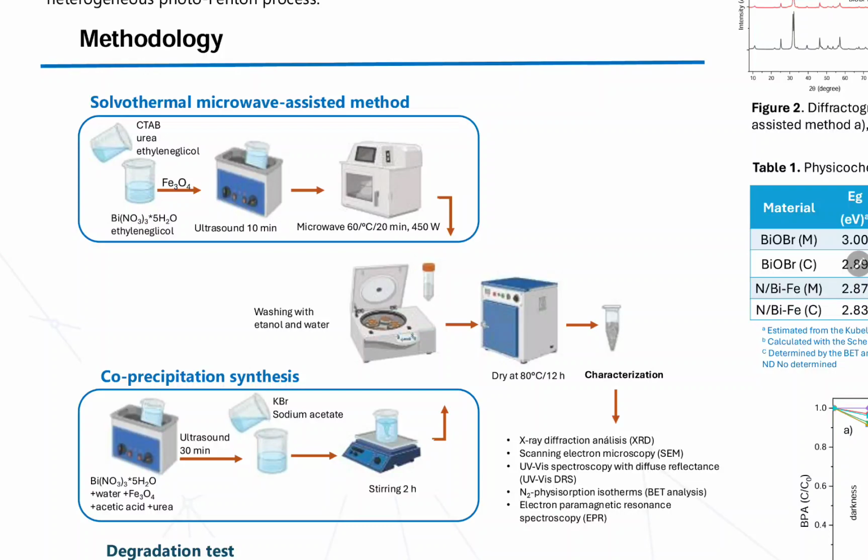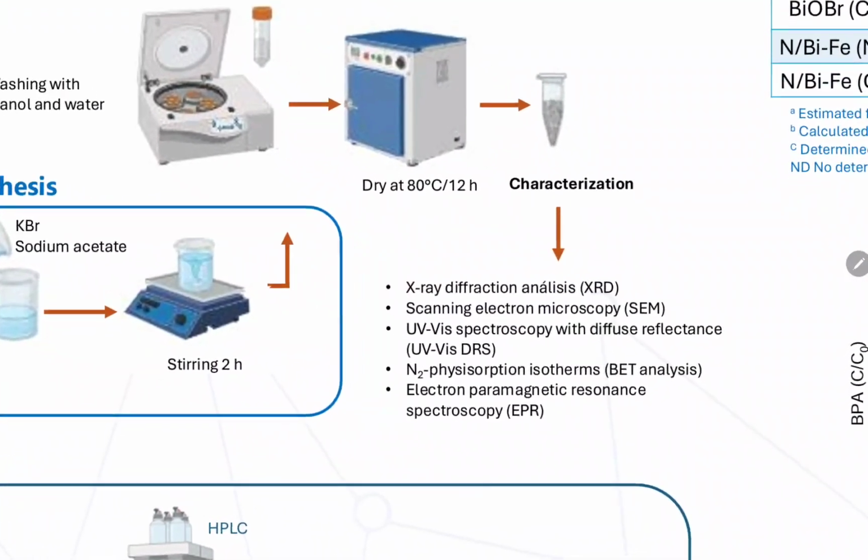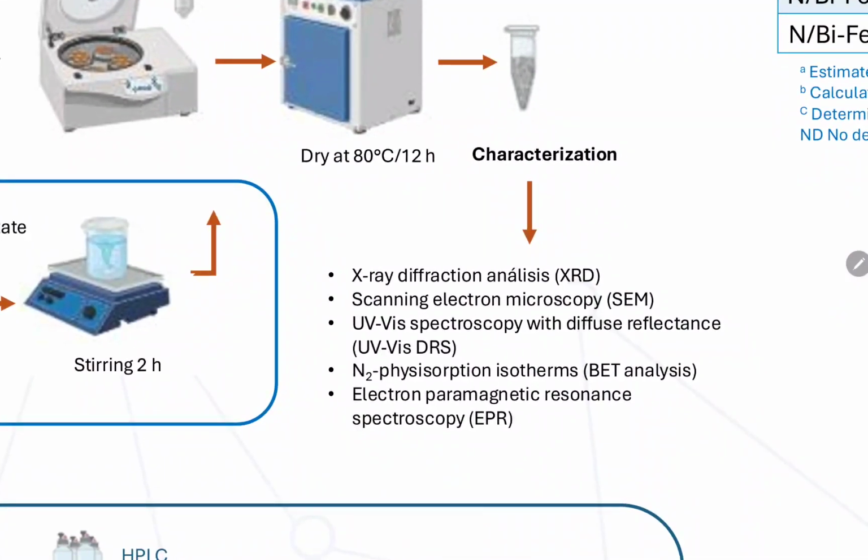Then it is characterized. For the coprecipitation synthesis, in one beaker we have the bismuth precursor with water, magnetite, acetic acid and urea. Then it is put in ultrasound for 30 minutes. In another beaker we have the potassium bromide and sodium acetate. Then it's added to the first beaker. Both solutions are stirred for 2 hours. Then it is washed with ethanol and water, dried at the same conditions, and characterized. The characterization is made by X-ray diffraction analysis, scanning electron microscopy, UV-Vis spectroscopy with diffuse reflectance, nitrogen physisorption isotherms with BET analysis, and electron paramagnetic resonance spectroscopy (EPR).